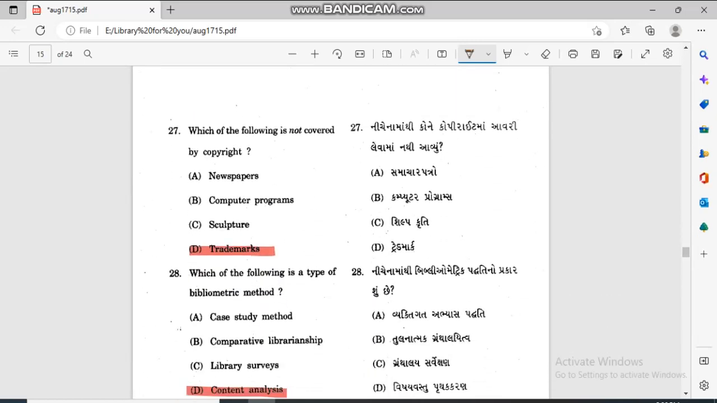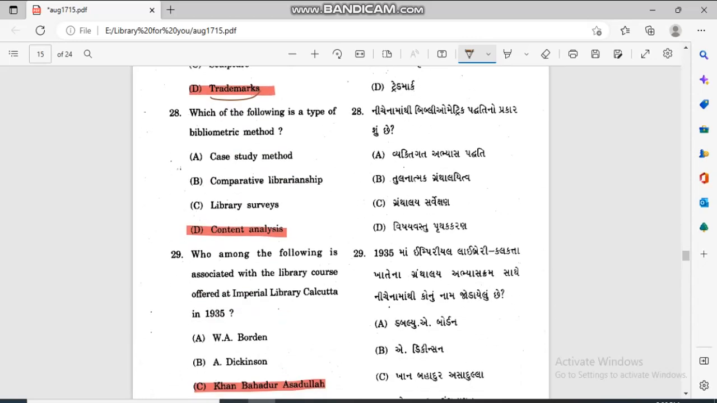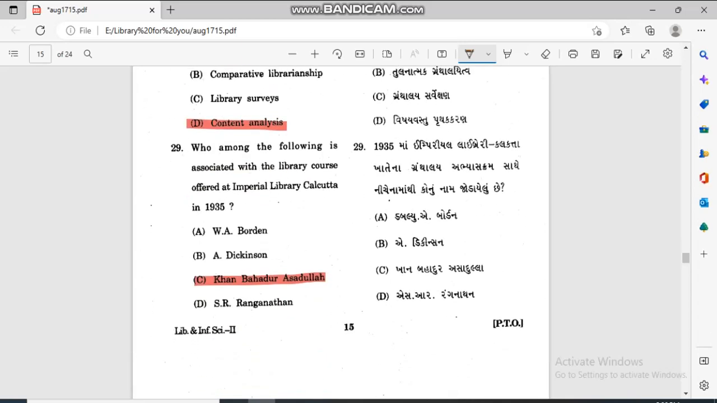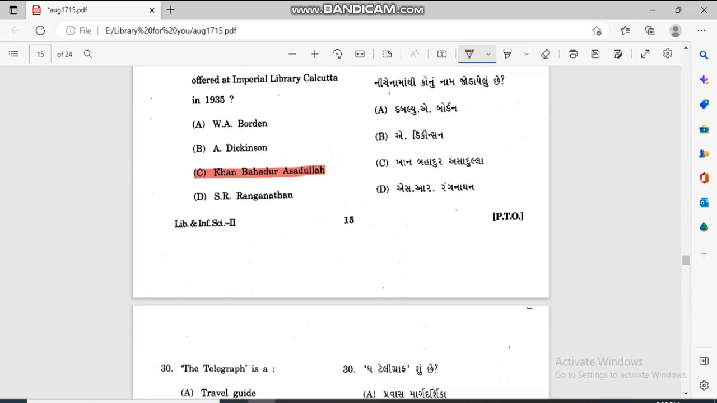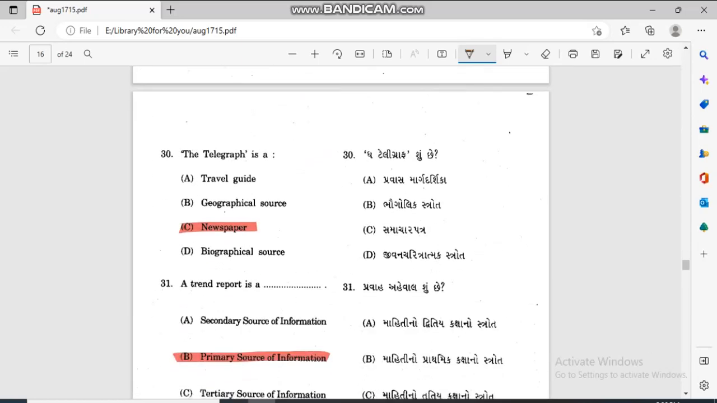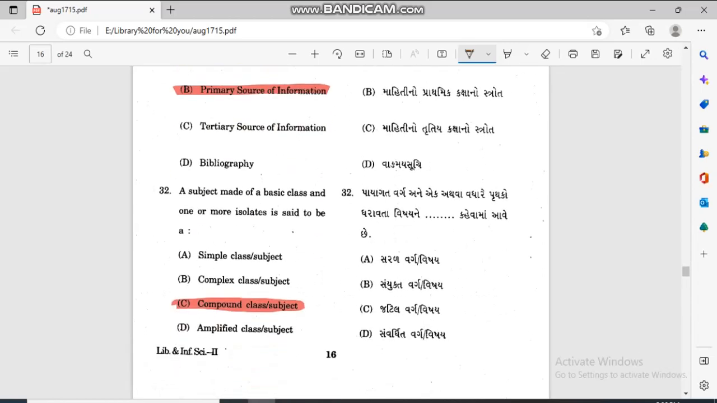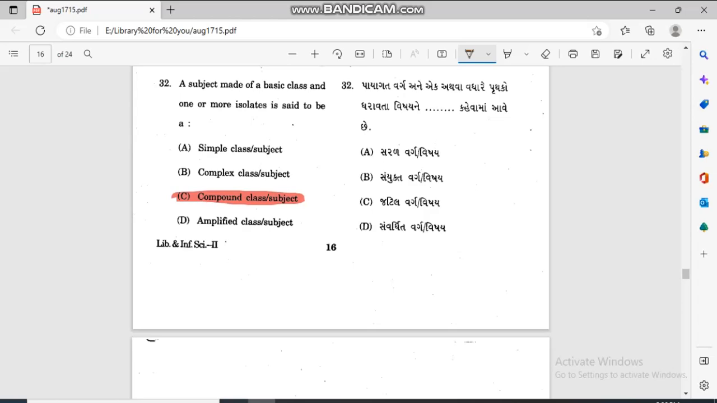Which of the following is not covered by copyright? Trademarks. Which of the following is a type of bibliometric method? Content analysis. Who among the following is associated with the library course offered at Imperial Library, Calcutta in 1935? Khan Bahadur Asadullah. The Telegraph is a newspaper. A trend report is a primary source of information. A subject made of a basic class and one or more isolates is said to be a compound class or subject.